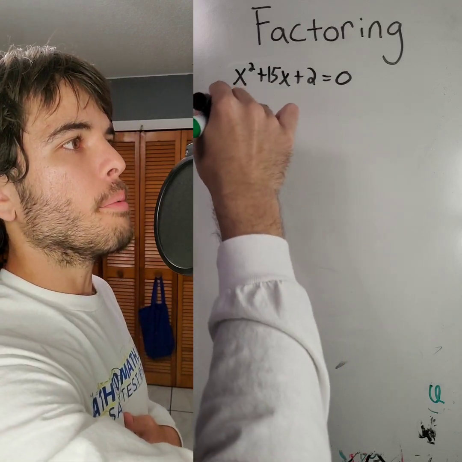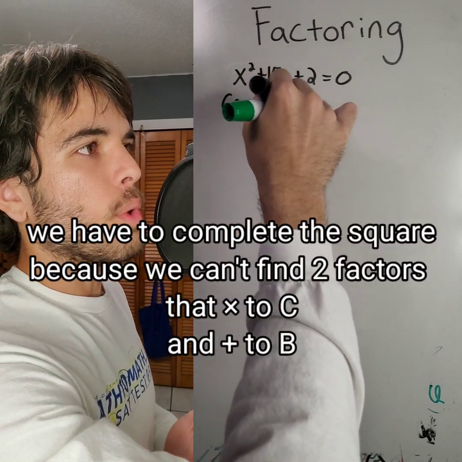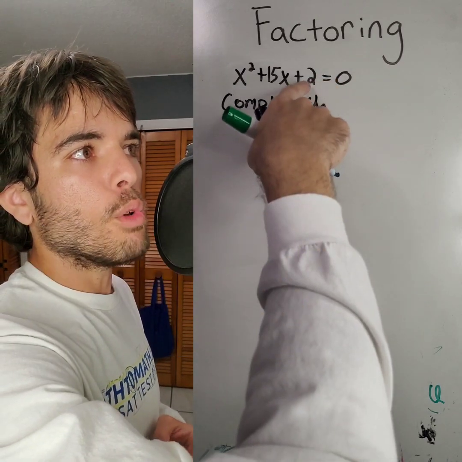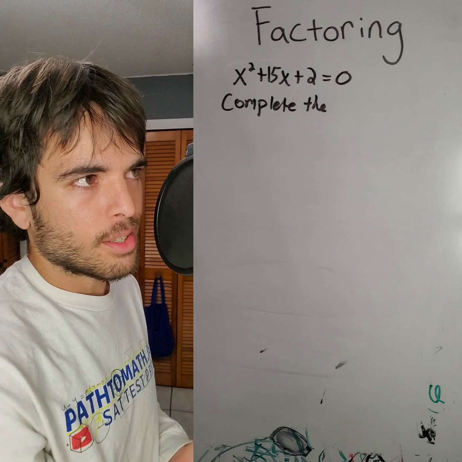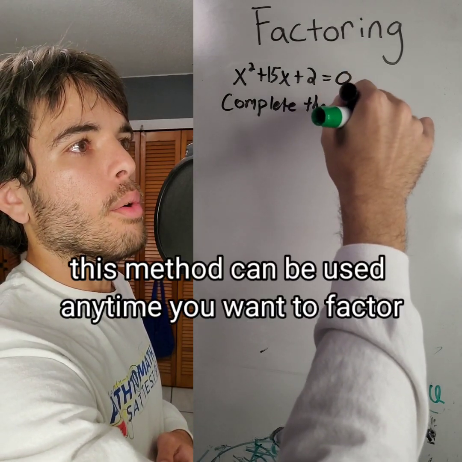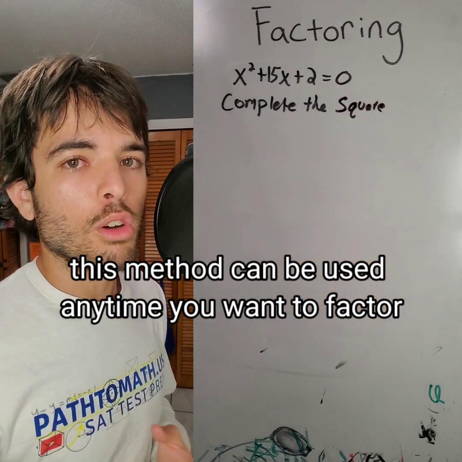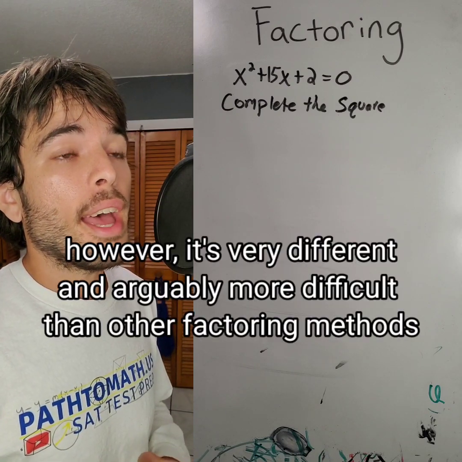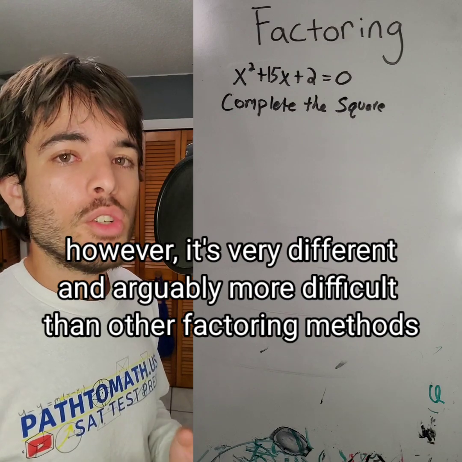Completing the square. The reason why we have to complete this square is because we can't find two factors that multiply to 2 and add up to 15. That's just impossible. So I'm going to show you a method called completing the square, which you can use no matter what you have as a trinomial. It'll let you factor it.